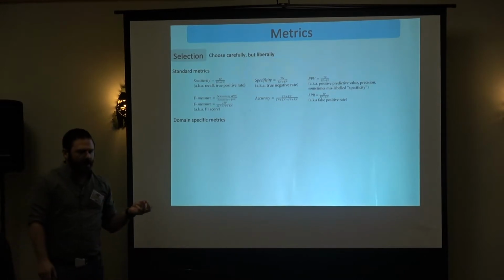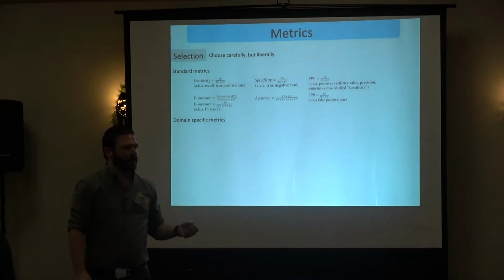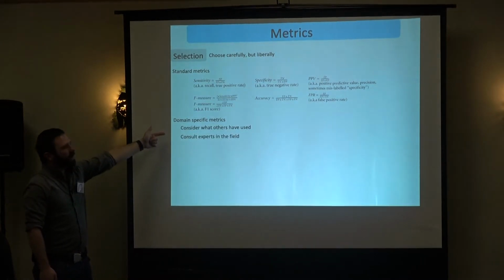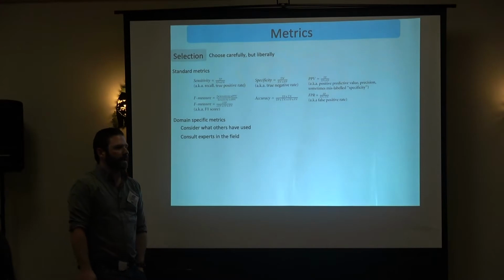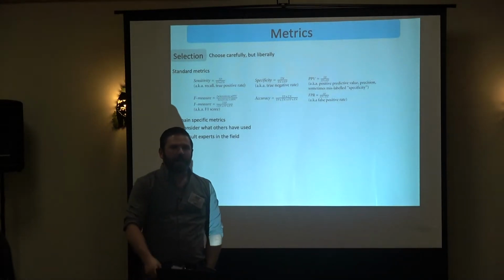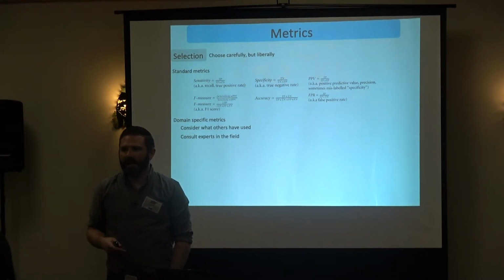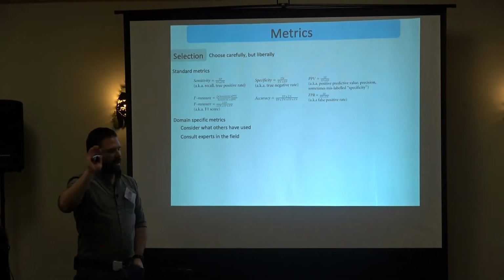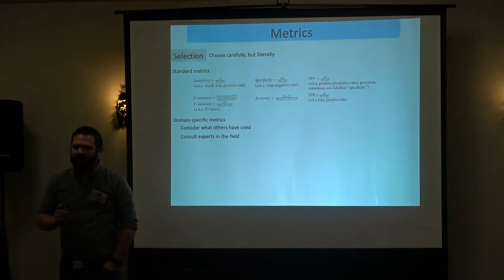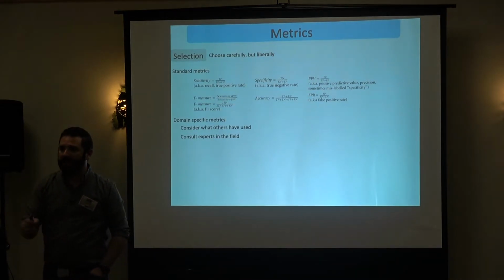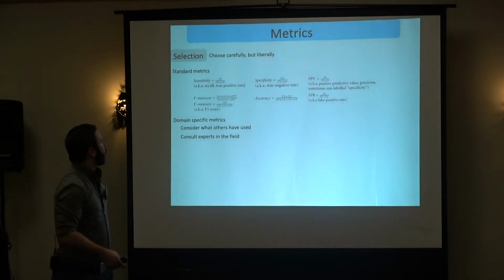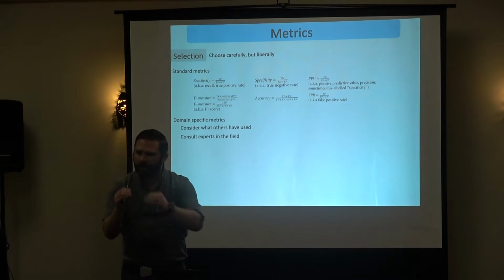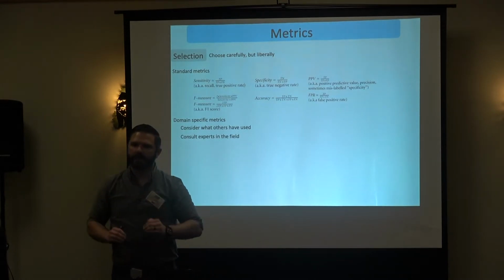But you really want to keep in mind the domain-specific metrics. What do I mean by domain-specific? Consider what other people have used, but especially consult with different experts in the field, because the particular metric that you think about as a CS student or somebody doing machine learning or more computationally minded might not actually be the metric that biologists really care about. You're worried about sensitivity and specificity, and they're worried about something completely different. Maybe how well did you get the organism abundances correct?